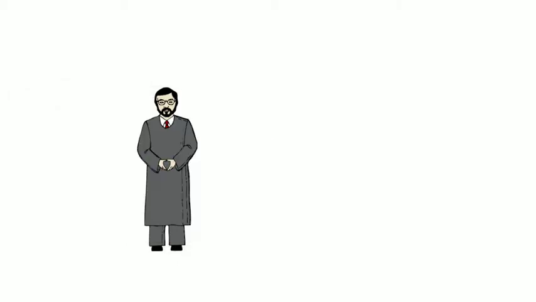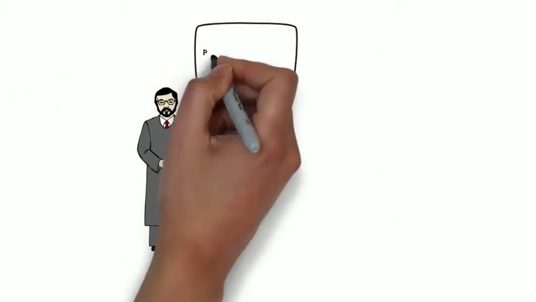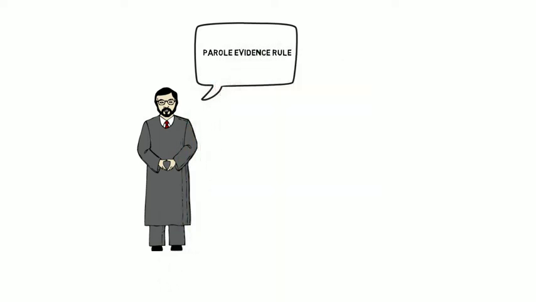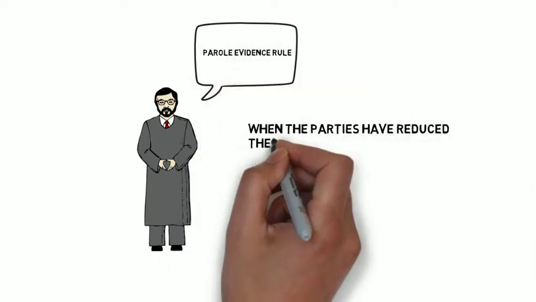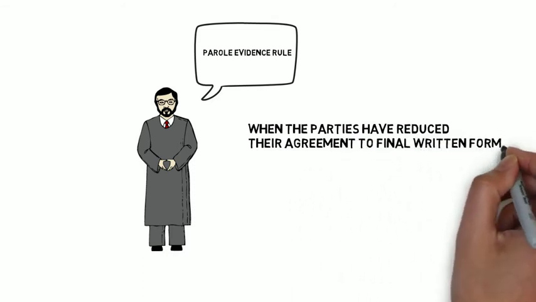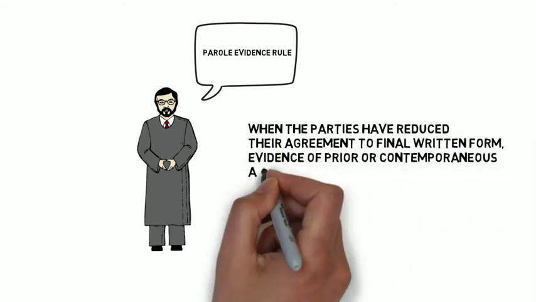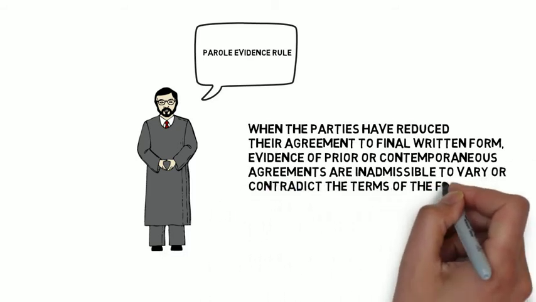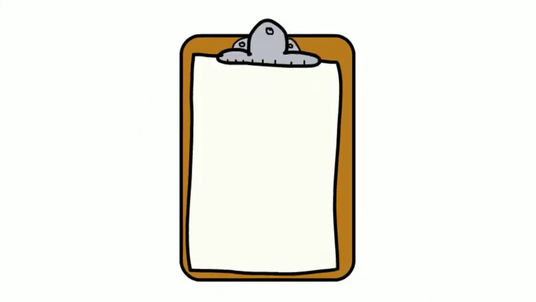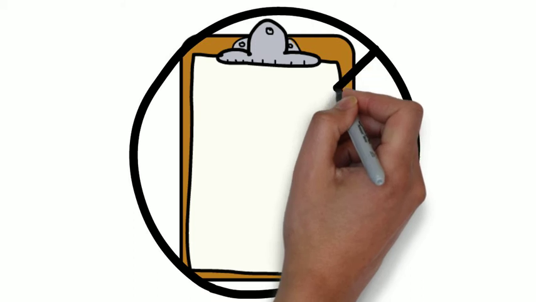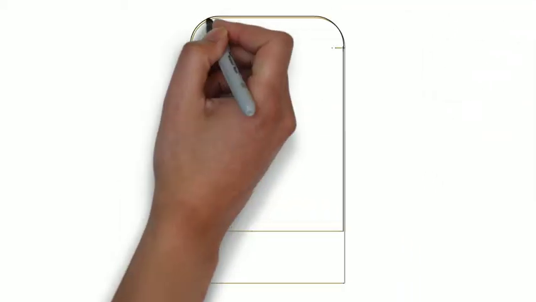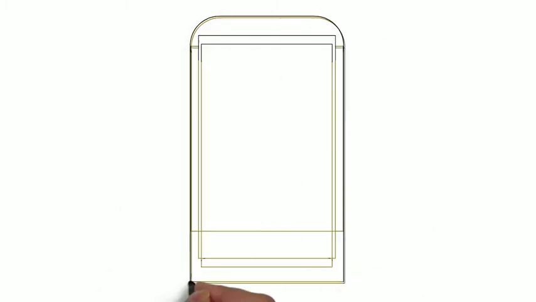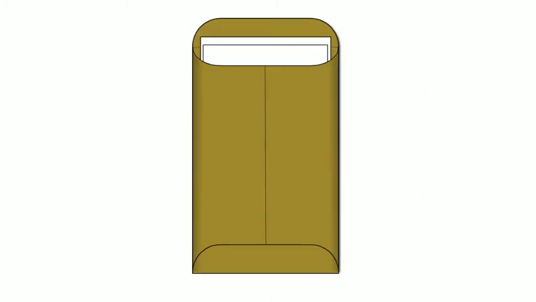The judge decided the case based on the Parol Evidence Rule. The Parol Evidence Rule states, when the parties have reduced their agreement to final written form, evidence of prior or contemporaneous agreements is inadmissible to vary or contradict the terms of the final written agreement. Basically, this states that if it is not written down in the contract, and the contract is complete, then the judge can't consider other evidence to decide the terms of the contract.